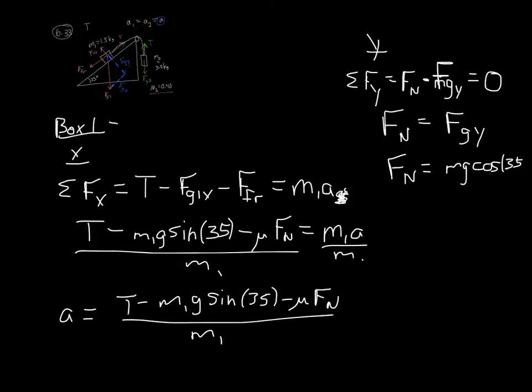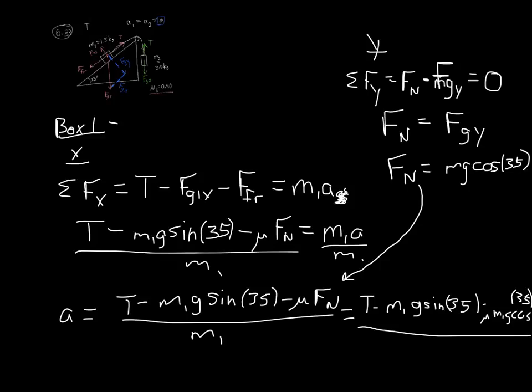We should be good at doing that by now. If we're not, you need to come in and talk to me for practice, or you need to practice these problems at home more. And we can plug this in to our normal force to find that our acceleration is T minus M1 times G times sine of 35 minus mu times M1 times G times cosine of 35. Kind of running out of a little bit of room here. And then divide all of that by M1.